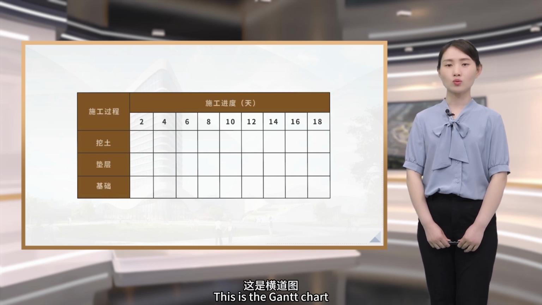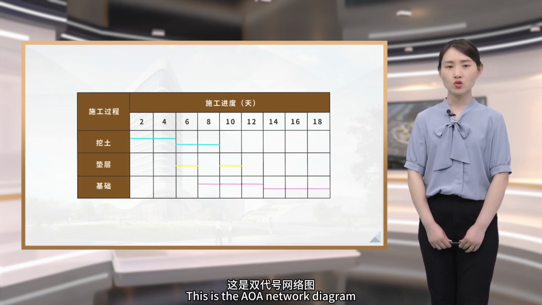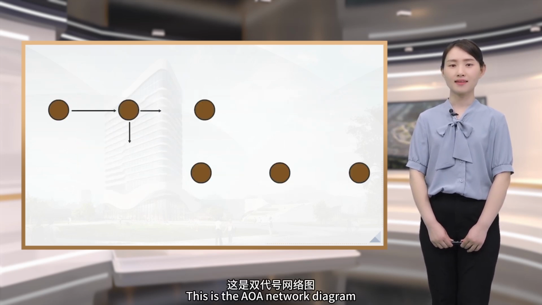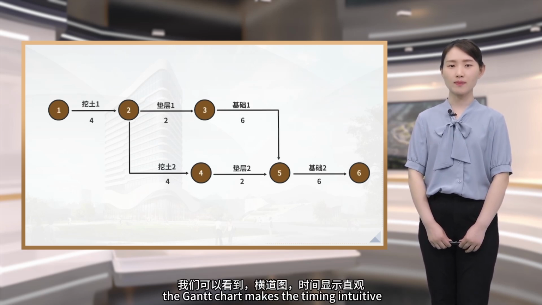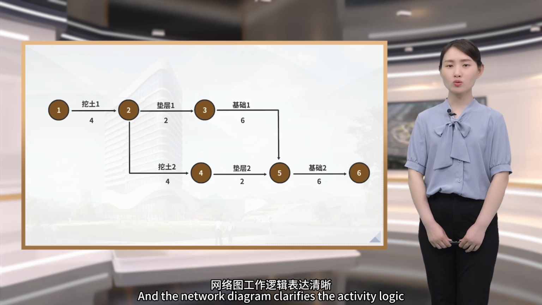This is the Gantt chart. This is the AOA network diagram. As you can see, the Gantt chart makes the timing intuitive, and the network diagram clarifies the activity logic.